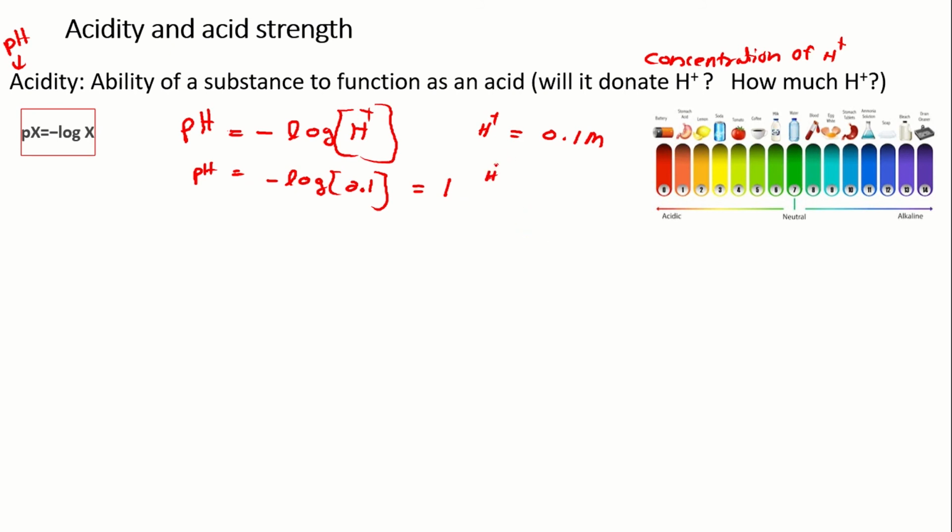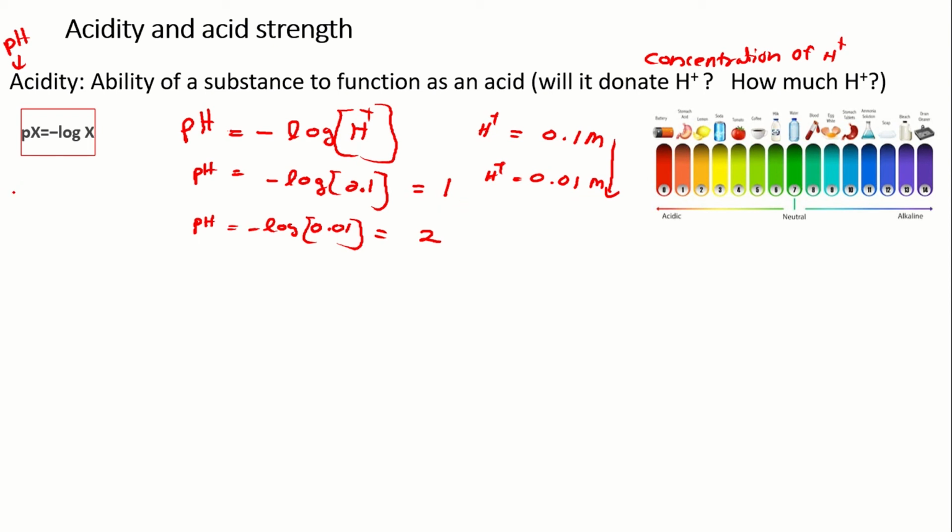What if your H plus concentration is 0.01 molar? Do the same math. Plug in this number 0.01 in place of the H plus concentration. You will get pH 2. Now what you see is, as your H plus concentration decreases, the pH number increases.